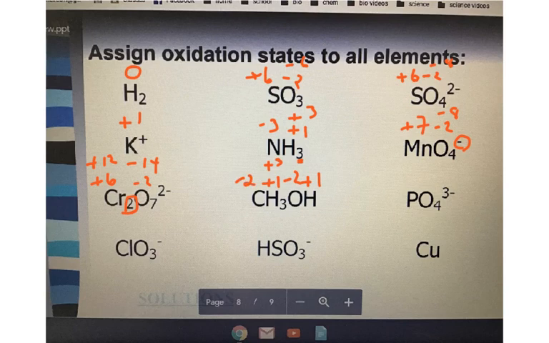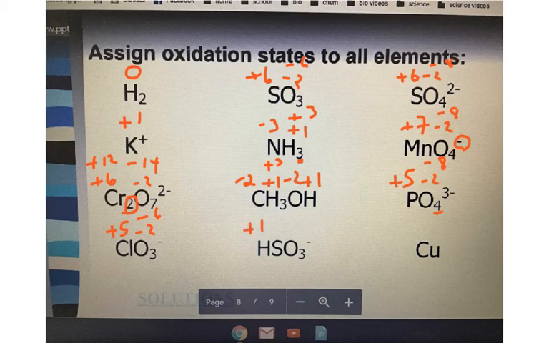If we look at this one, we have -2 times the 4 is -8. And what do we add to -8 to get a charge of 3-? Well, P has to be +5. Here we have -2 times 3 is -6, and we want Cl to be whatever to give us a charge of -1, so Cl is going to be +5.